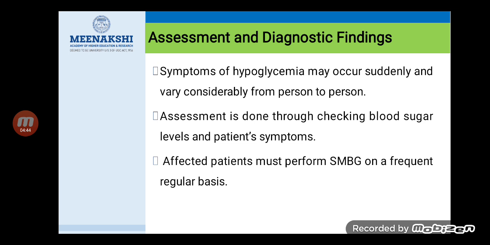Next, we will see how to identify and diagnose hypoglycemia. Symptoms of hypoglycemia may occur suddenly and vary considerably from person to person. We cannot expect everybody to have the same symptoms of hypoglycemia. Usually we make the assessment through checking the blood sugar levels and patient symptoms. Affected patients must perform self-monitoring of blood glucose on a frequent, regular basis, especially before driving or engaging in other potentially dangerous activities. We can teach the patient to monitor their own blood glucose level if we feel that the person is very prone to develop hypoglycemia.